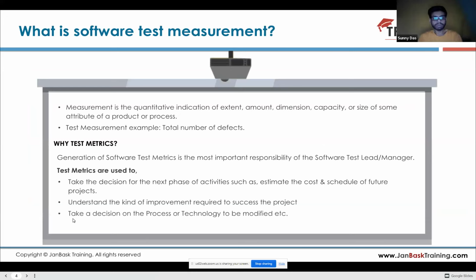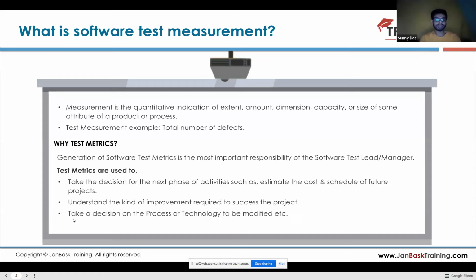Okay. So measurement is a quantitative indication of extent, amount, dimension, capacity, or size of some attribute of a product or process. One example of test measurement is the total number of defects that you have found. So that is one of the test measurements. There are different types of test metrics that we are going to talk about today.